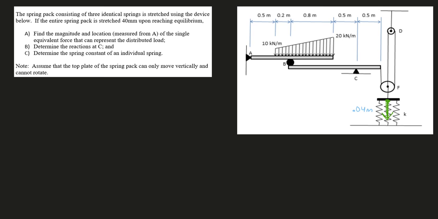So question 8, find the magnitude and location, as measured from A, of the single equivalent force that can represent the distributed load. So, this thing right here. What we can do is split this total distributed load up into 2 distributed loads: one rectangular distributed load, which will be in purple, and a triangular distributed load, which will be in green.